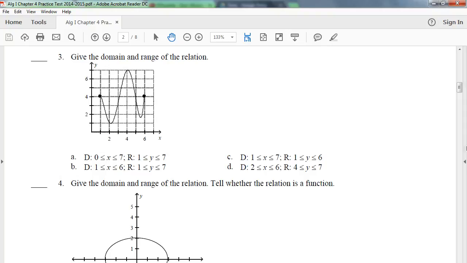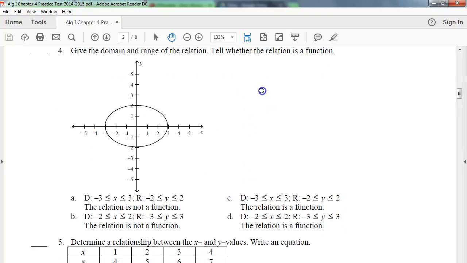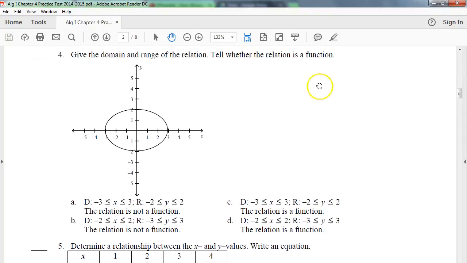Number 4 is a similar question. Give the domain and range of the relation and tell whether the relation is a function. Well, the domain is going to be between -3 and +3. The range will be between -2 and +2. So let's see, that takes out option B, that takes out option D, but A and C, I'm sorry, are still possible options.